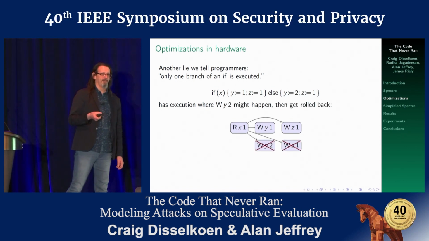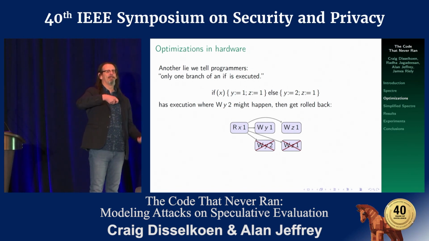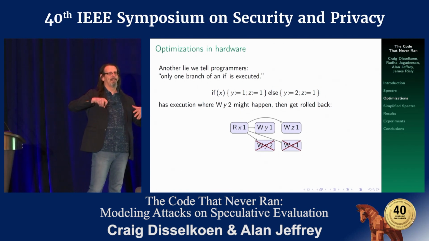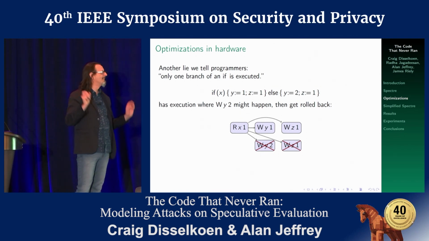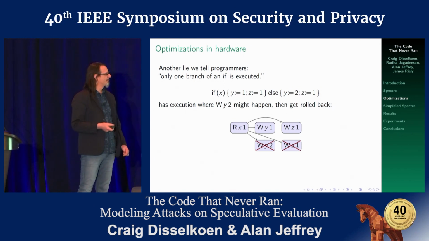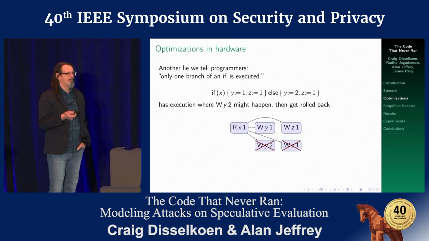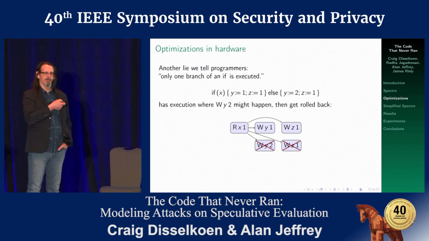execution in which the write of 2 might happen, and then the hardware rolls back and goes, oh, oops, sorry about that. We didn't actually do that write of 2, and instead we did the write of 1. So that's the optimization which current hardware does.